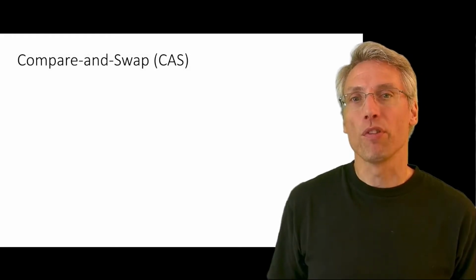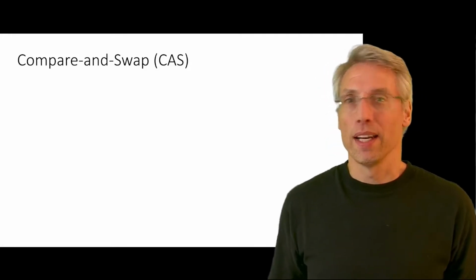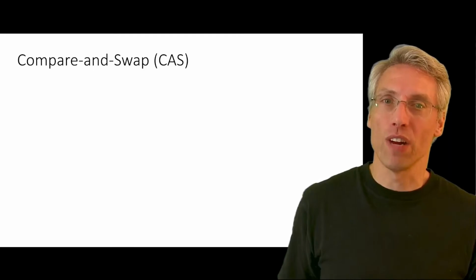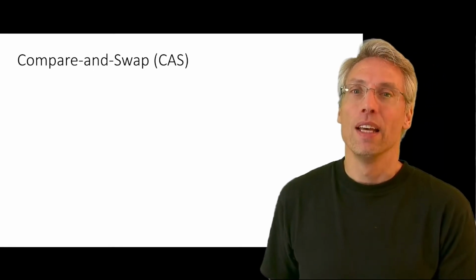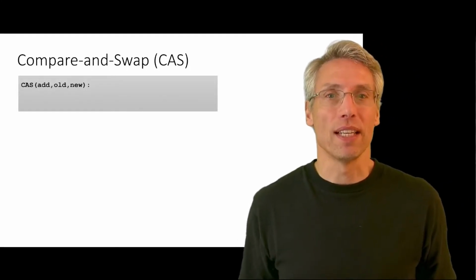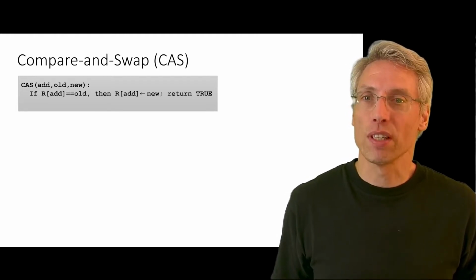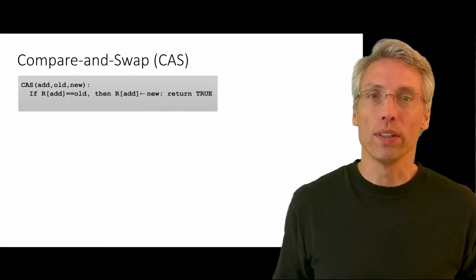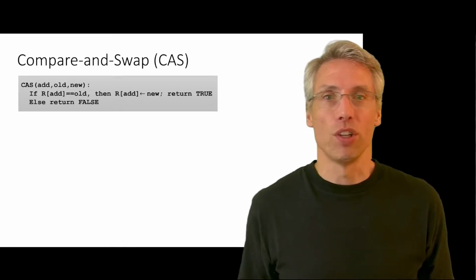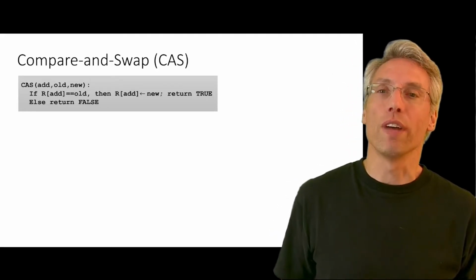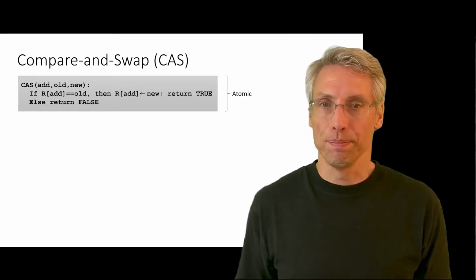The compare and swap operation, or short CAS, is a powerful standard synchronization primitive. It allows a process to atomically compare a register with a value and change it to a new value if there's a match. The CAS operation takes three parameters: an address of a register and the values old and new. If the register's value at the given address matches old, then the operation writes new in the register and returns true. Otherwise, it returns false and does not change the value of any register. And all of that is, of course, done in one atomic step.